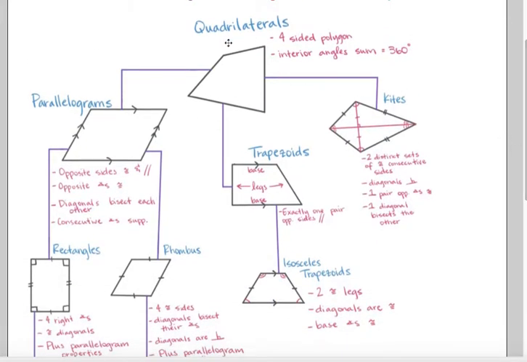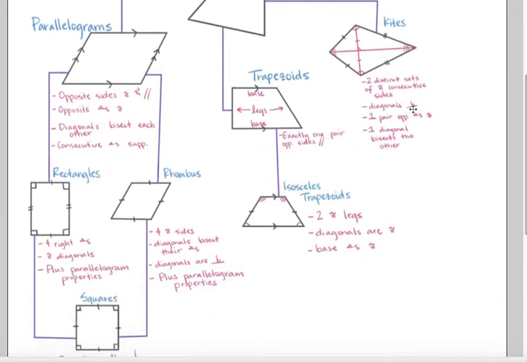You know you have a quadrilateral, you know you at least have a parallelogram. Parallelograms have properties of opposite sides congruent and parallel, opposite angles congruent, diagonals bisect each other, and consecutive angles are supplementary. Remember the methods of proving that you have a parallelogram.